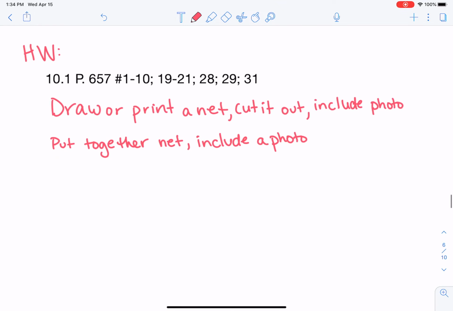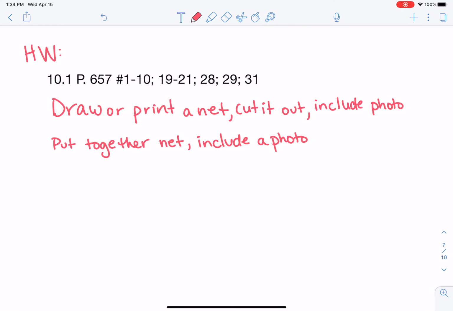Your homework that you're going to do today as well is 10.1, which I put up on Classroom, and then I want you to draw or print out from your computer a net, then cut it out and take a picture of it to put in with your homework. Once you've taken a picture of the flat version, put together the net and tape it together so that it's 3D. Take a photo of that and also include it in your homework.